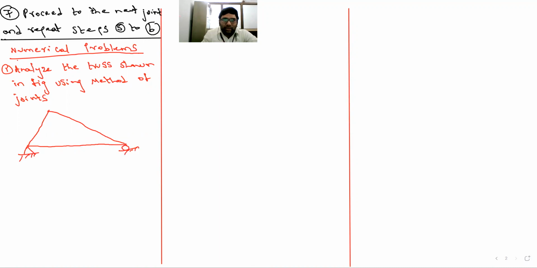So this is a truss. There is a force acting here of 6 kilonewton. This inclination is 60 degrees. The joints are P, Q and R. And this inclination is 30 degrees.